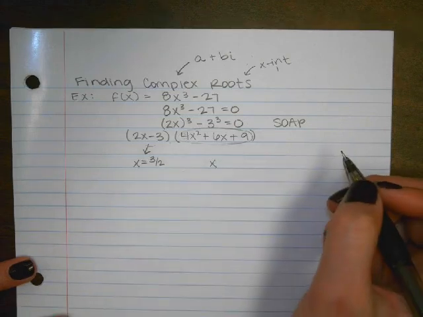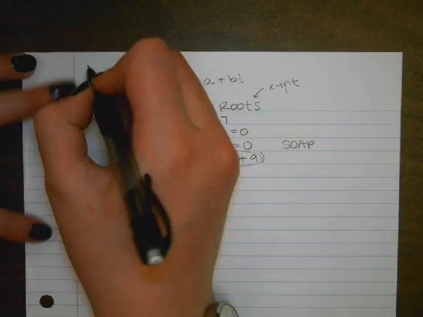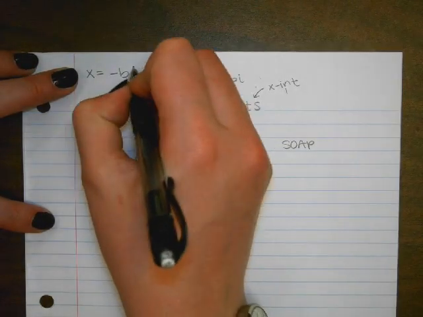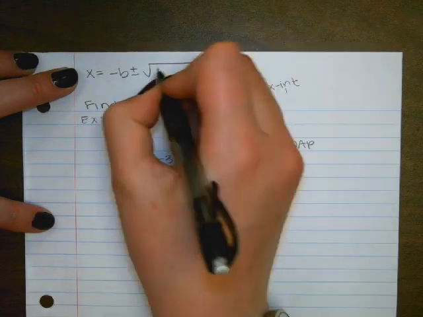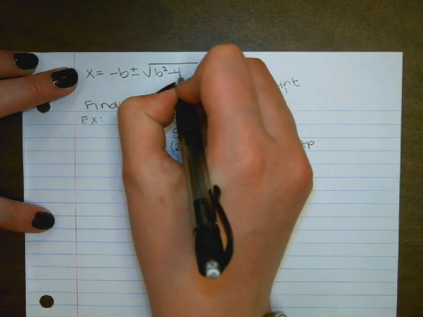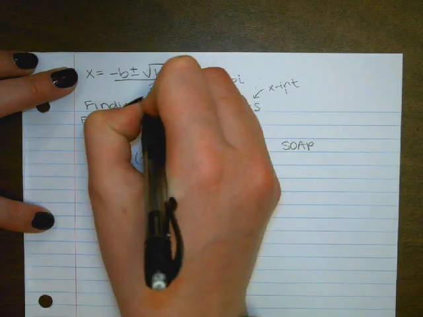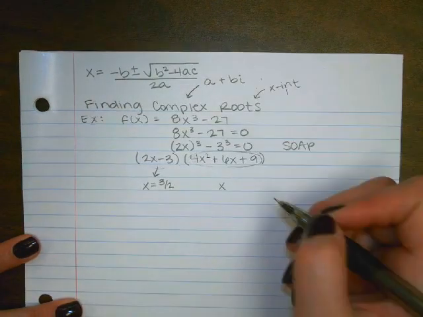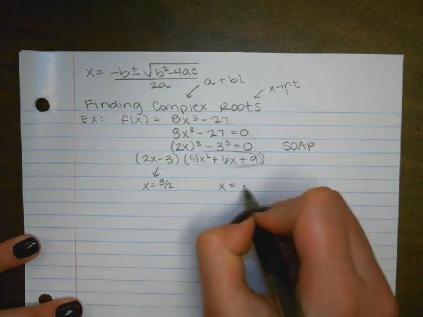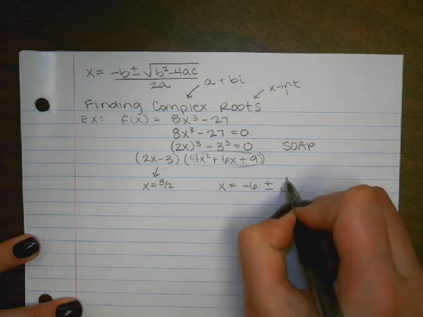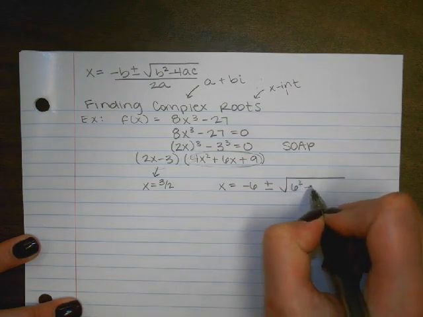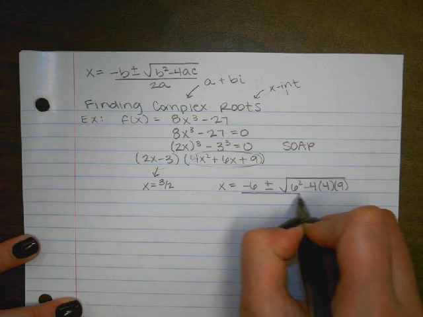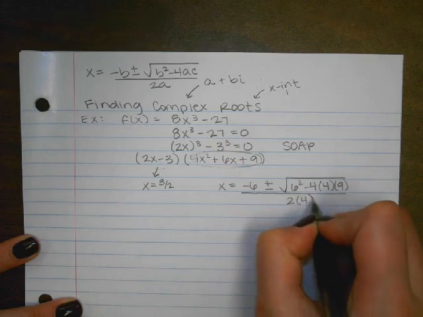I'm going to have you guys write the quadratic formula on your paper because I find that students still don't always have it memorized. So it's negative b plus or minus the square root of b squared minus 4ac, all divided by 2a. Okay, so that's the quadratic formula. That's what we're going to plug this into. So I've got negative b plus or minus the square root of b squared minus 4 times a times c, divided by 2a.